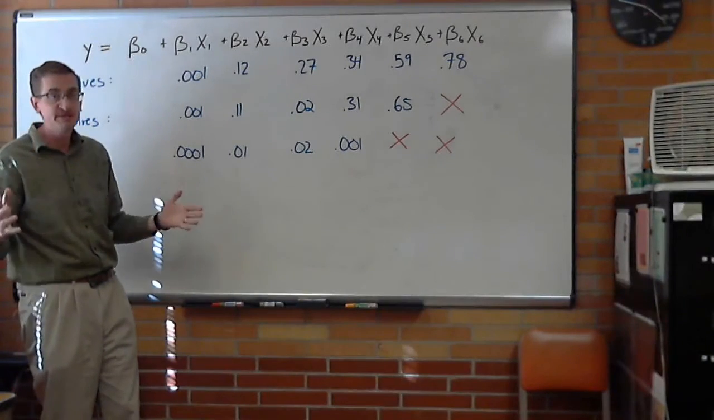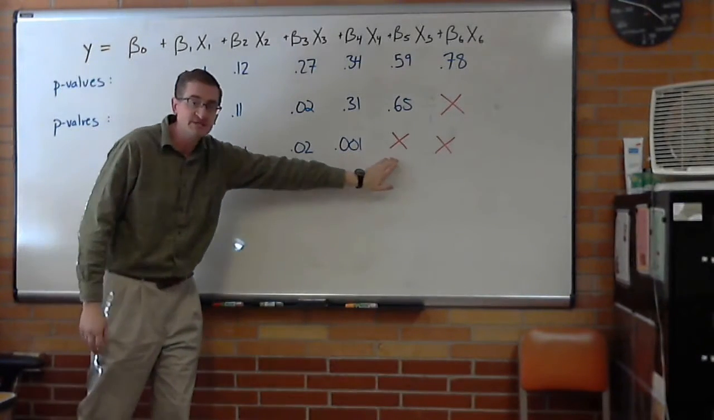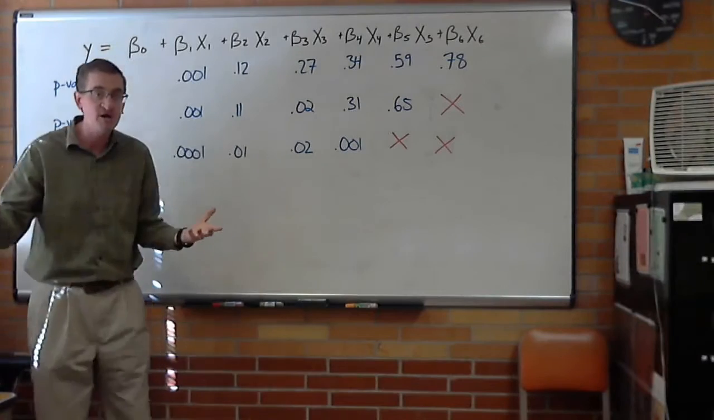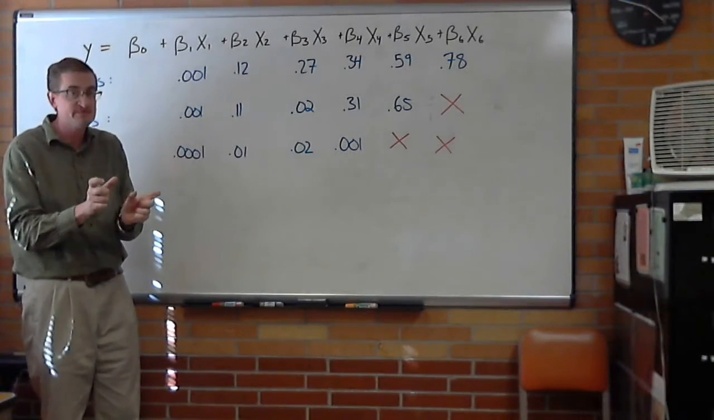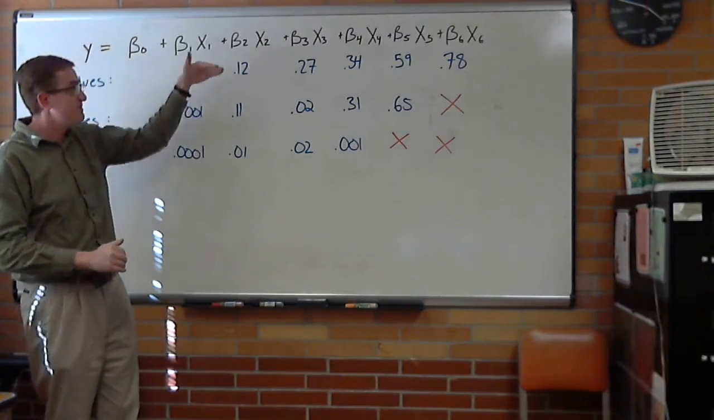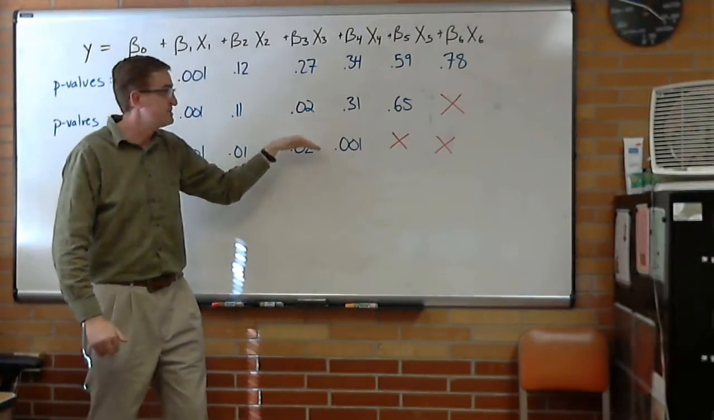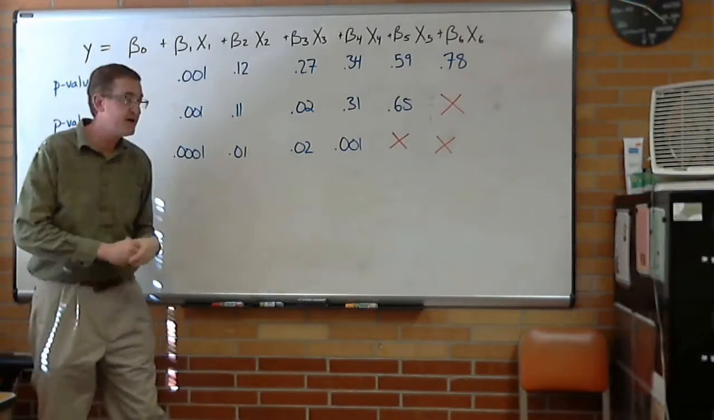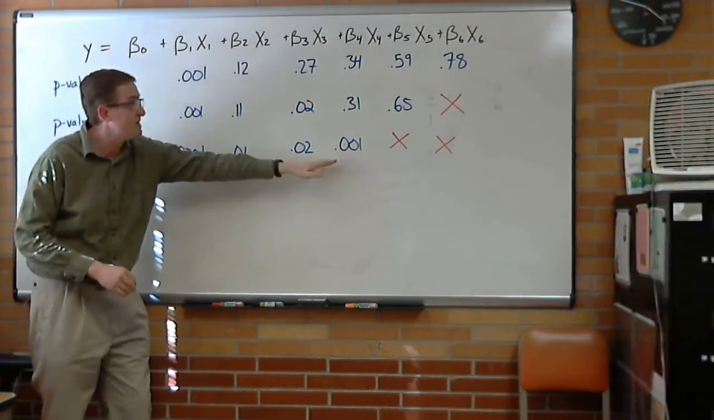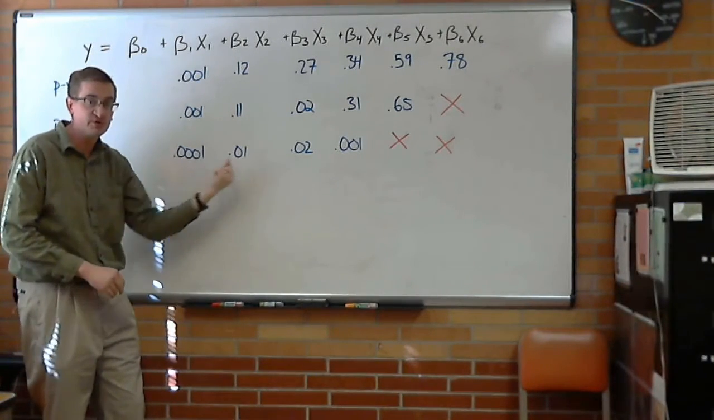And now it's completely different. Why is it completely different? Because this beta 5 is now not in the model. We're comparing completely different models than we were before. We've compared this model to that model. That's how we got this p-value. This model to that model gave us that 0.65. And we're comparing a model without beta 4 to this shortened model with beta 4.